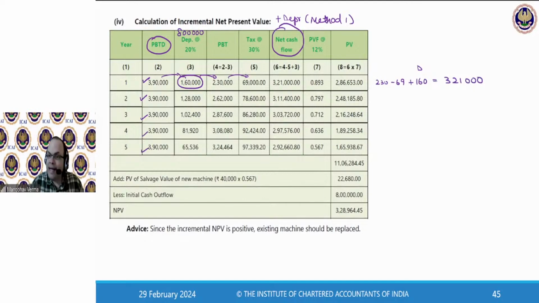Similarly, for the next year, depreciation gets changed. Depreciation of the next year is 6,40,000 into 20%, which gives me 128. So that's how you have to do this exercise every year, guys. Your net cash flow will change for every year accordingly. Why? Because the depreciation was WDV.